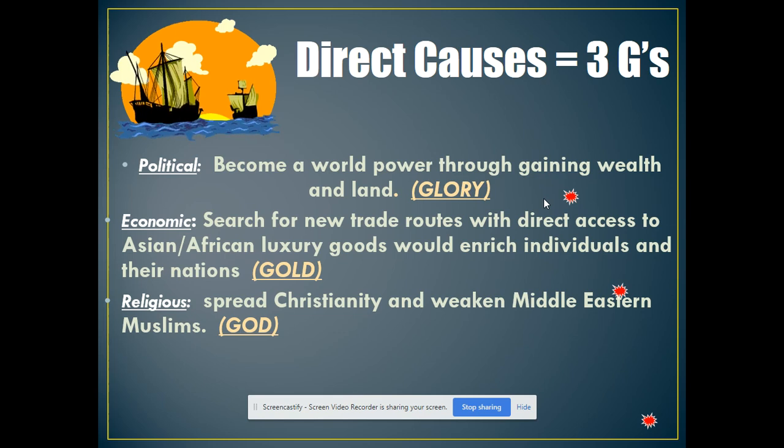They're going to vie for power. Economic, they were looking for new trade routes because they were trying to get the Indian Ocean trade.